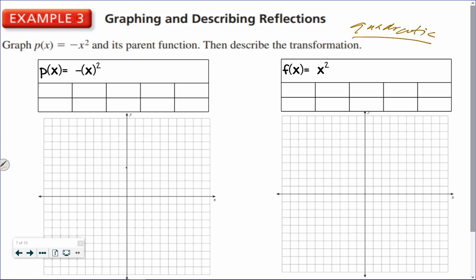Okay, for all you engineers. So what do I know about parabolas, though? U-shaped graphs. The left side always matches the right side, doesn't it? Okay, so my vertex is always going to be 0, 0, in most all my parent graphs.